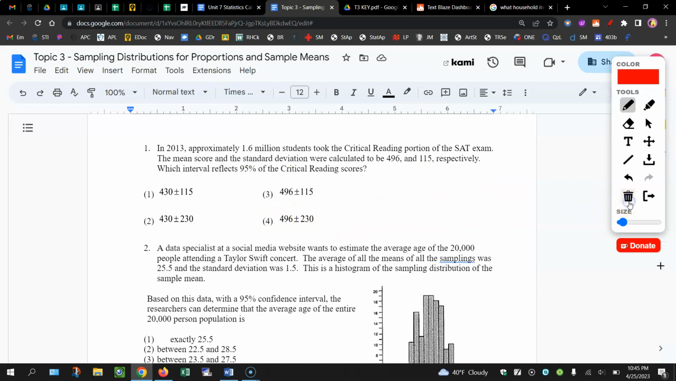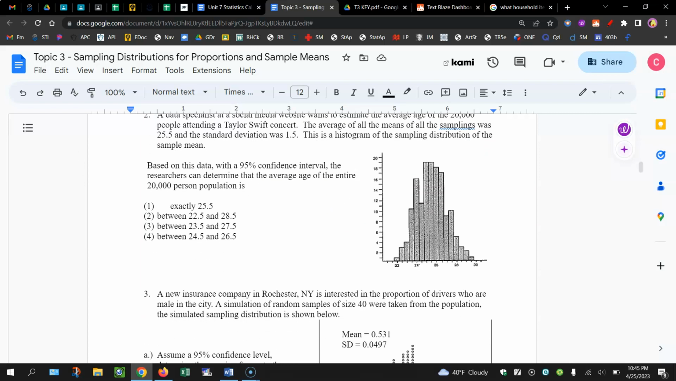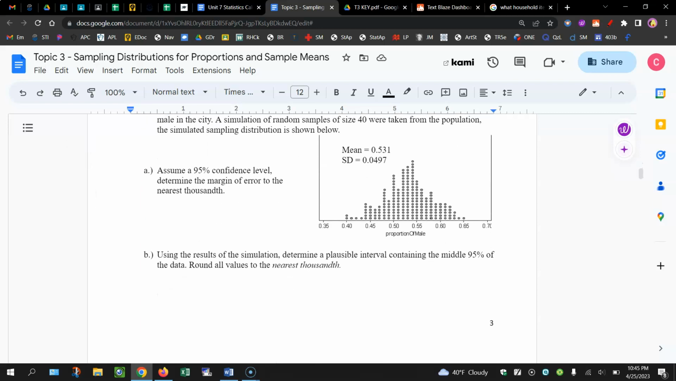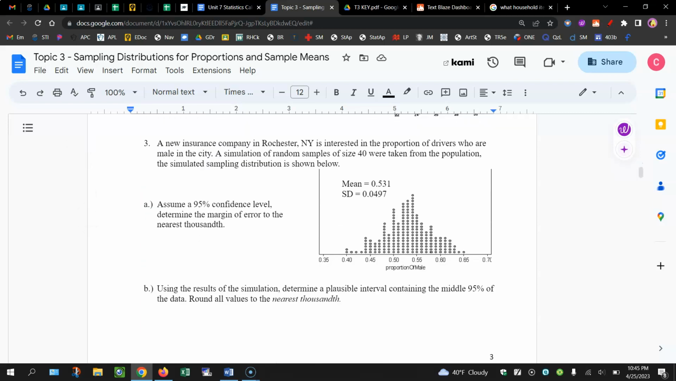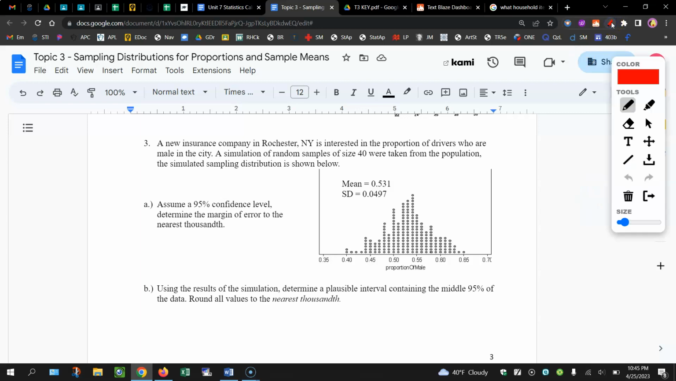If we go on to number 3, now we're looking at an insurance company in Rochester, New York, and they're looking at the proportion of drivers who are male. So they want us to determine the margin of error to the nearest thousandth here. We have the mean and standard deviation given to us. So we're just going to utilize those values to calculate this. So it's going to be the mean, 0.531, plus or minus 2 times that standard deviation.